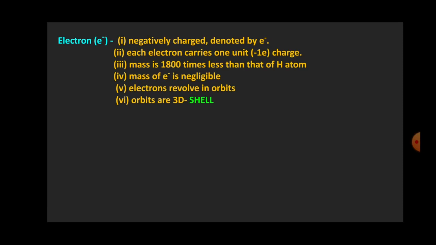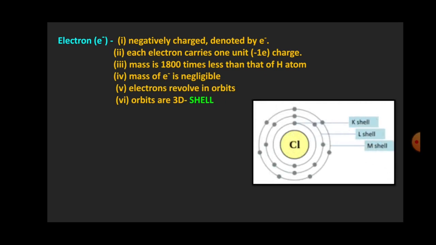As I said, as per the solar system, the electrons revolve in orbits, and these three-dimensional orbits are called shells. And if you remember, in the earlier picture I had shown you that if we start from the nucleus, the very first shell is K, then L, then M, and then N, right? So these are the different shells from where they revolve around the nucleus.